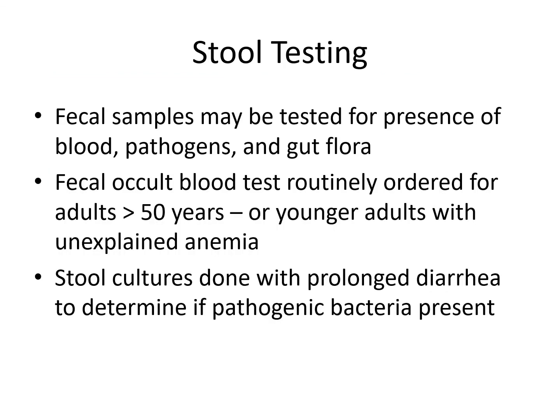Looking at stool testing, so fecal samples may be tested for the presence of blood, pathogens, and gut flora. Now we also have what's known as a fecal occult blood test. So obviously if there's significant bleeding, it's evident in the stool, but the occult blood test allows us to look for small amounts of blood that are not noticeable. And so this is ordered for adults over the age of 50 or younger adults with unexplained anemia. Often as one of the side effects, for example, of blood thinner medications is people will have GI bleeds, but they're not initially very noticeable, but the patient's still losing blood and may develop anemia.